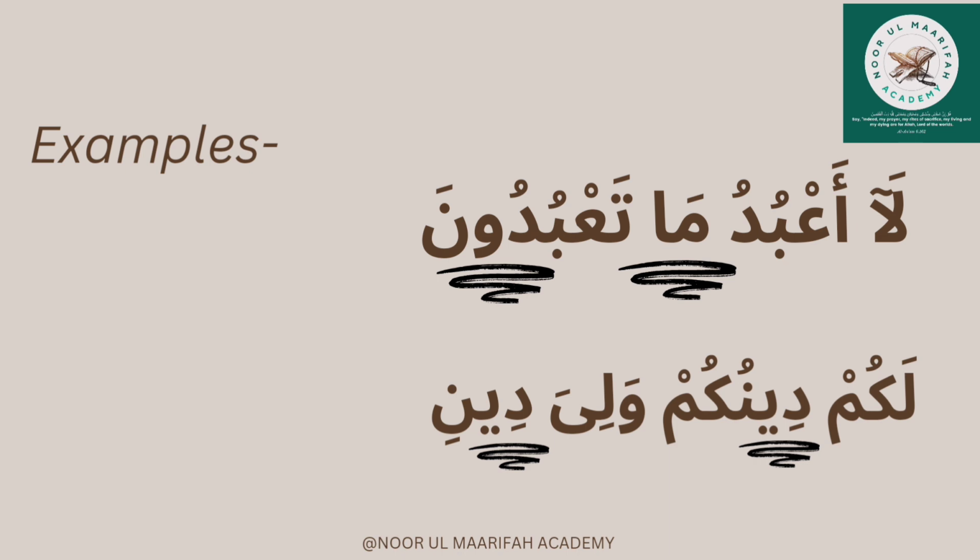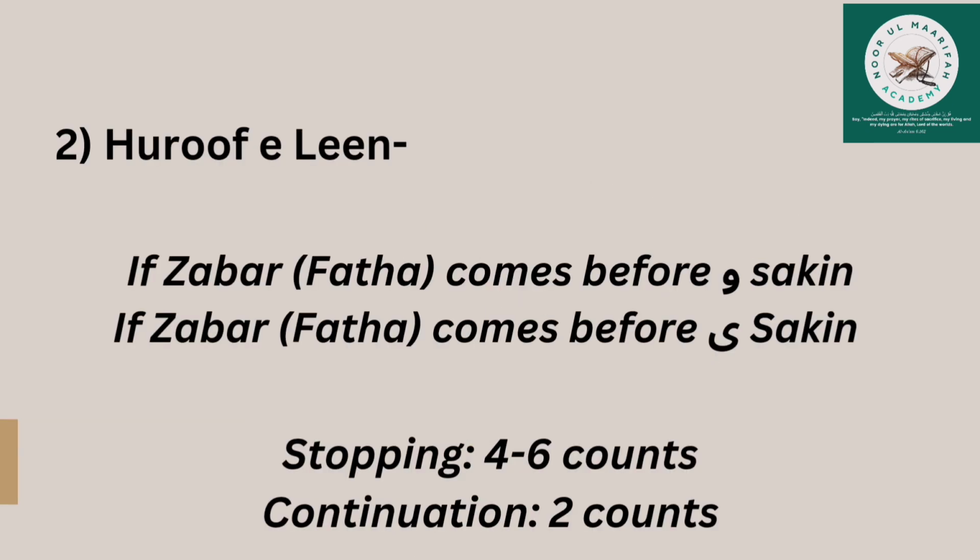So this is how I used the technique, that there are 3 best friends. Alif sakin's best friend is zabar, ya sakin's best friend is zer, waw sakin's best friend is pesh. So this is how I remembered, and I hope that it will help inshallah ta'ala all of you as well. So this is your huruf madhiya. Let's move ahead to huruf leen.